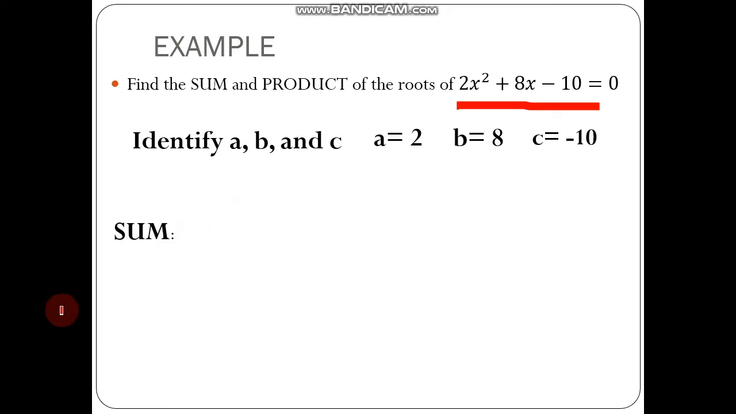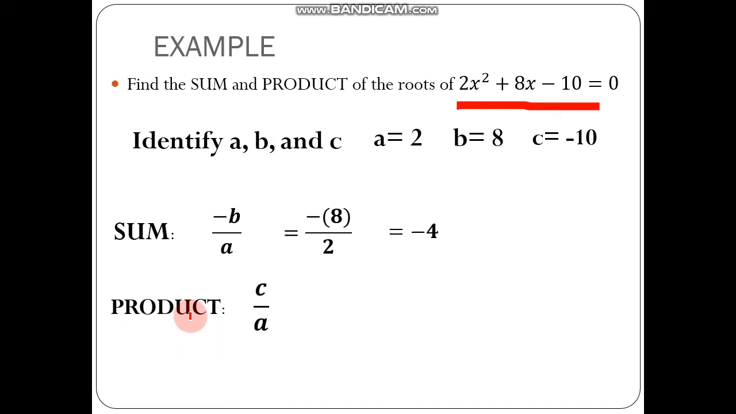Let's find the sum. We use this, negative b over a. So the value of b is 8, so negative times 8 over 2, we have negative 4. For the product, we use this, c over a. The value of c is negative 10 over 2. We have negative 5. So the sum of the roots of 2x squared plus 8x minus 10 equals 0 is negative 4. And the product of the roots is negative 5.